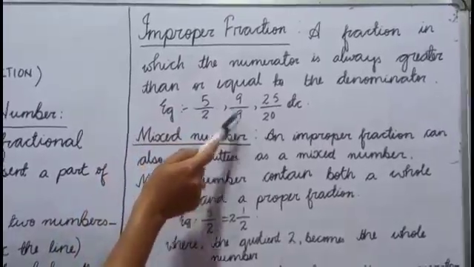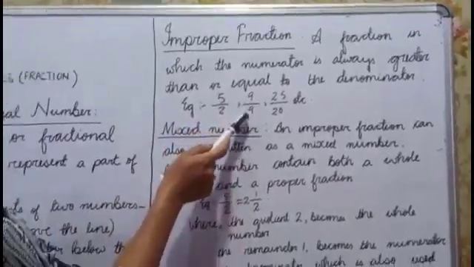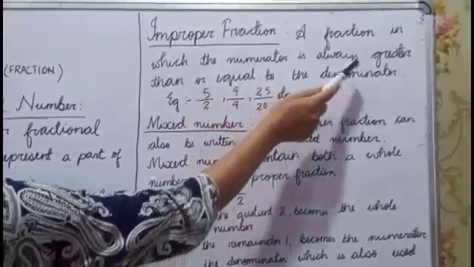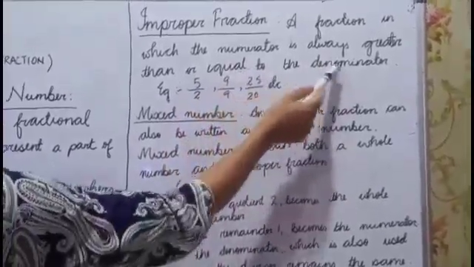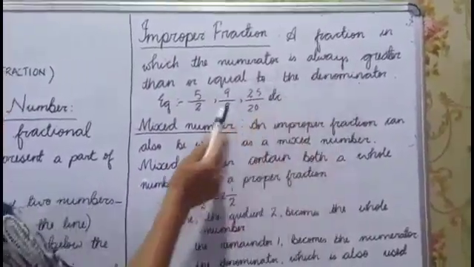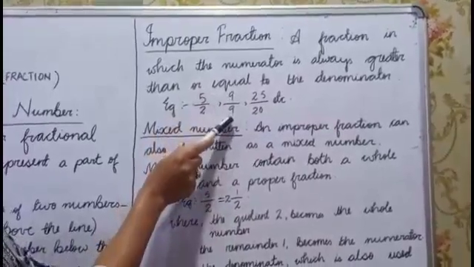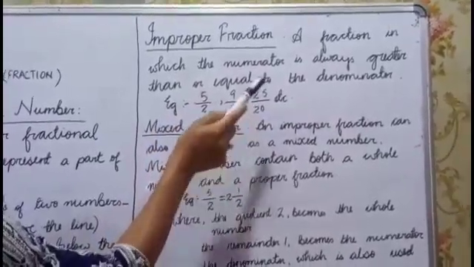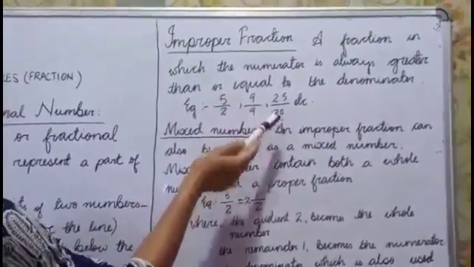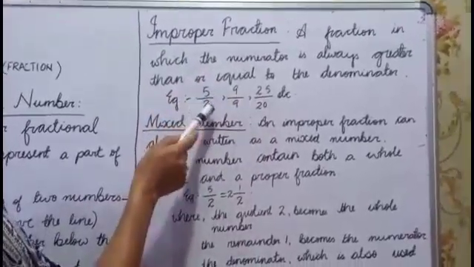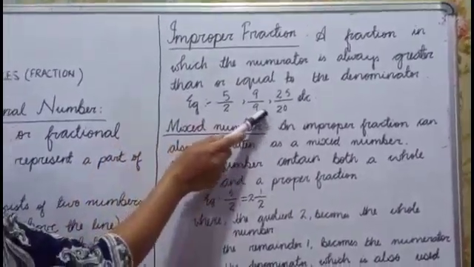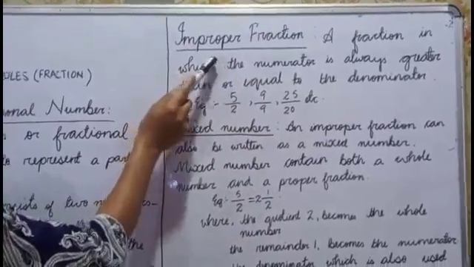And in the second example, the numerator and the denominator are the same. Already I have mentioned in the definition that the numerator is always greater than or equal to the denominator. So this example is related to the term equal to the denominator, that means the numerator and the denominator are the same here. And in the third example, the numerator 25 is greater than the denominator 20. Such a fraction where the numerator is greater than or equal to the denominator is known as an improper fraction.